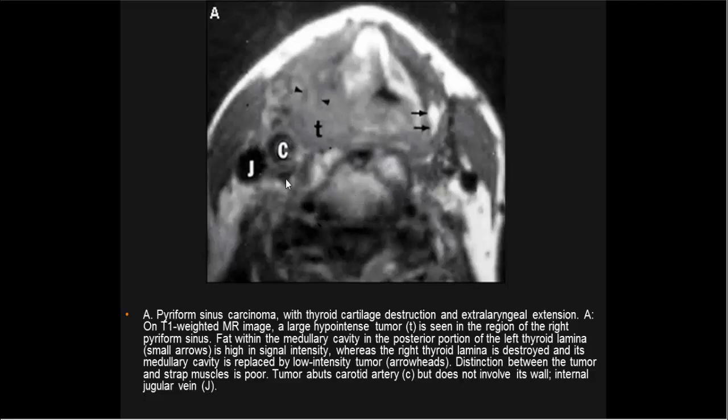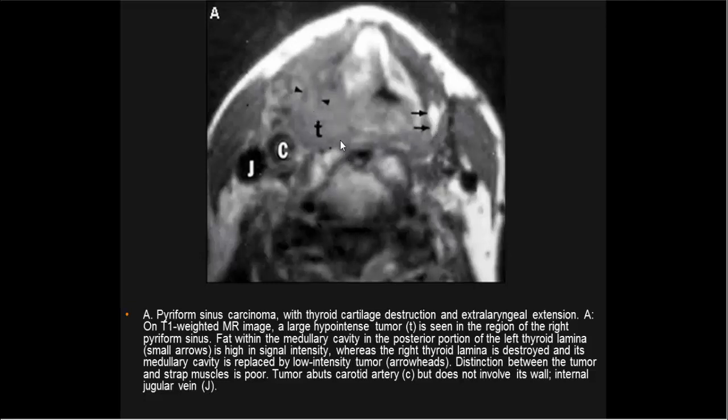And this is a T1 axial image, a large hypointense tumor seen in the region of the right piriform sinus. Fat within the medullary cavity of the posterior portion of the left thyroid lamina is high signal, as we see. This is normal. When the right thyroid lamina is destroyed, not similar to this, its medullary cavity is replaced by low intensity tumor. Low intensity tumor replaces this fat in the normal left thyroid.